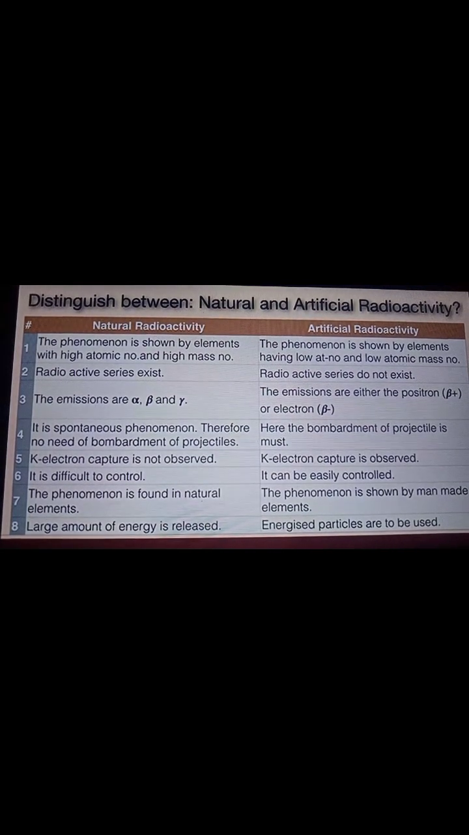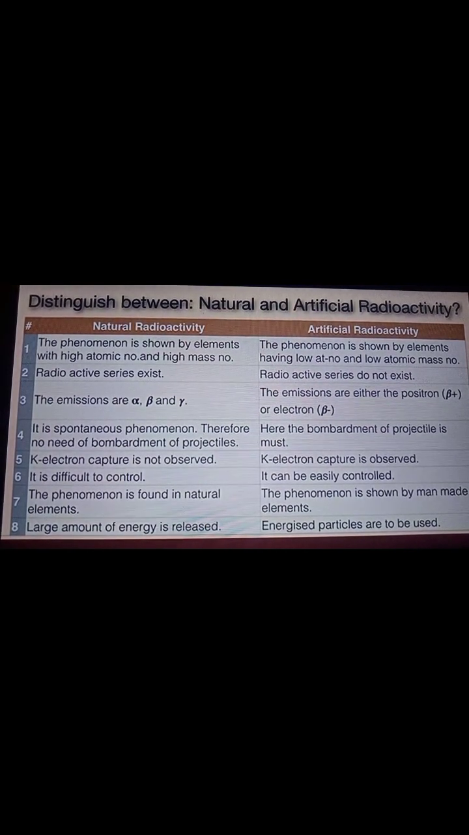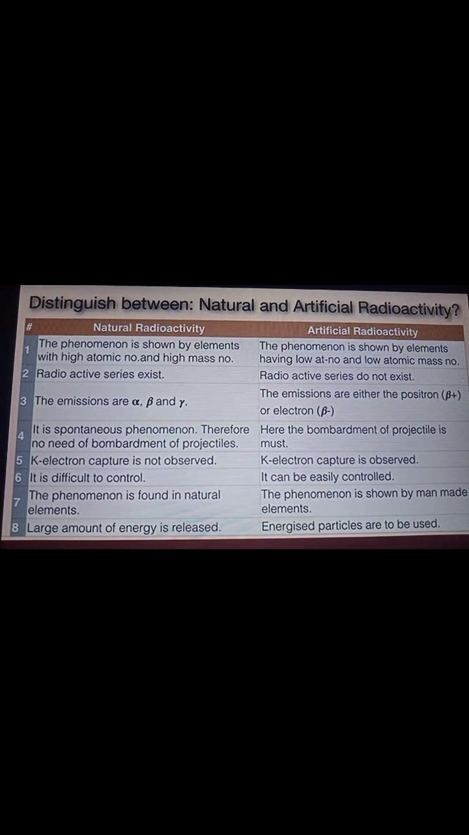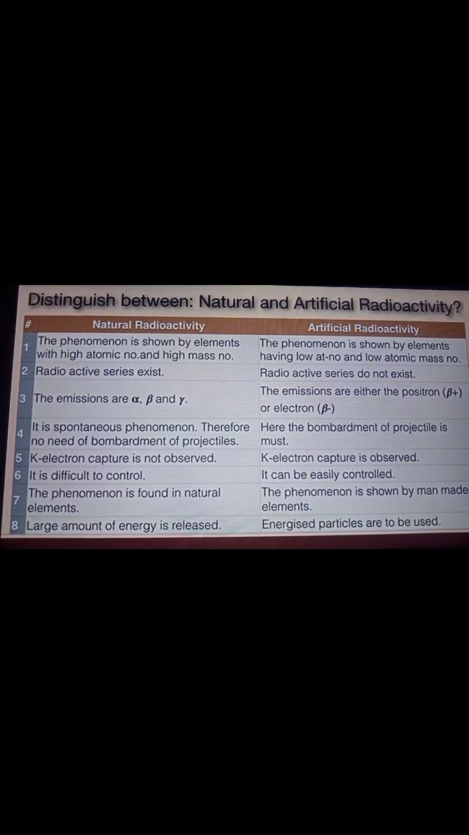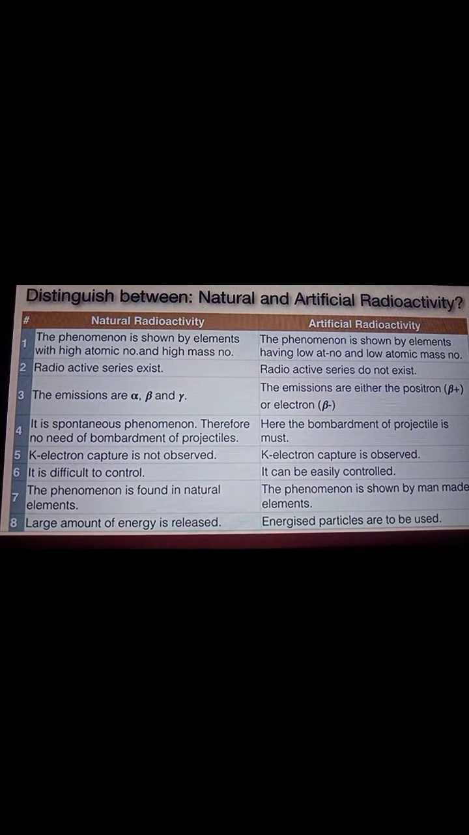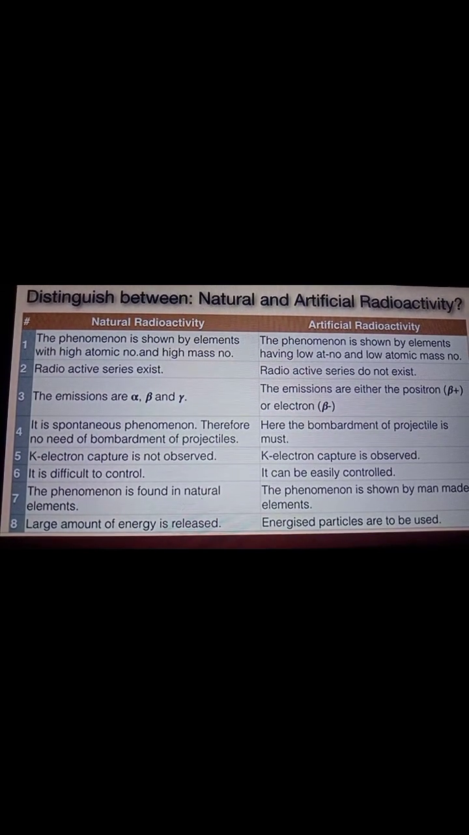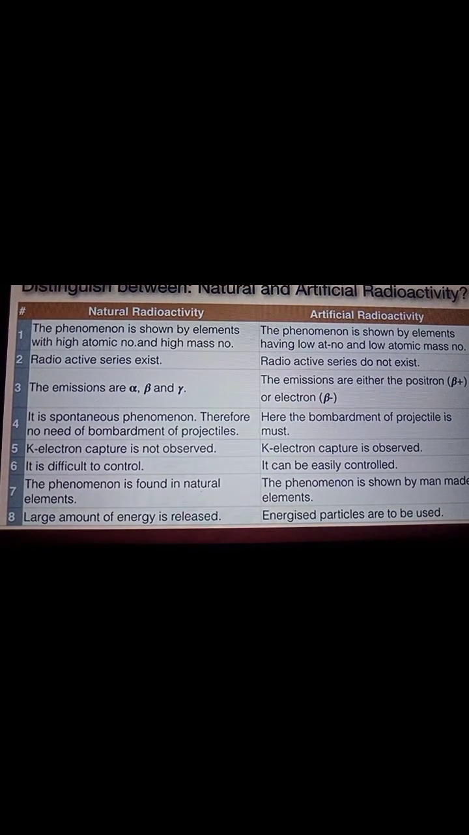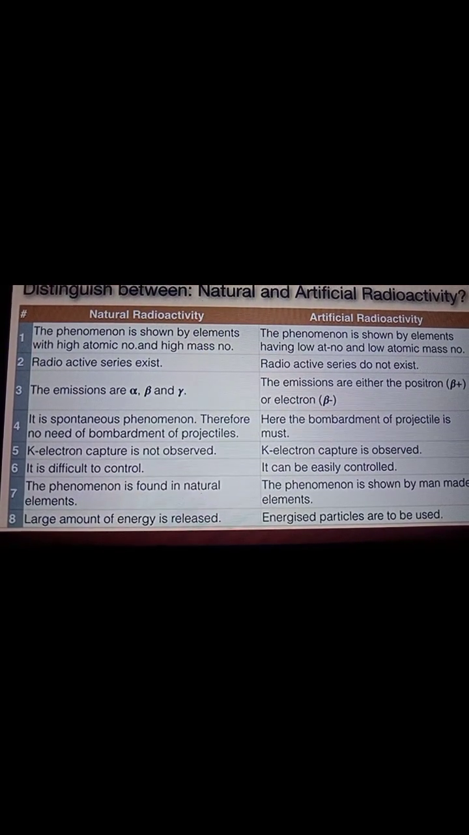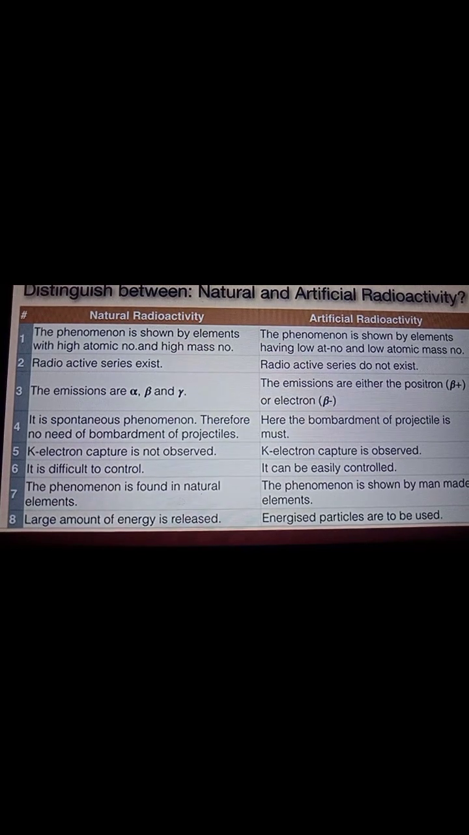Number 2, in natural radioactivity these radioactive series exist, while in artificial radioactivity the radioactive series do not exist. Number 3, natural radioactivity has emission of the alpha particle, the beta particle, and the gamma rays, while in artificial the emissions are either the positron, beta plus, or the electron, beta negative. Number 4, natural radioactivity is a spontaneous phenomenon, therefore there is no need for bombardment of projectiles.